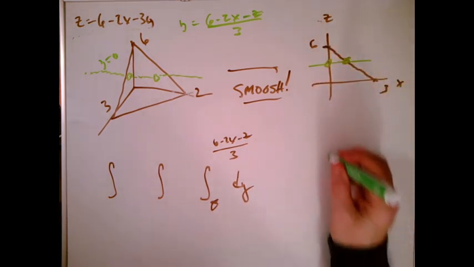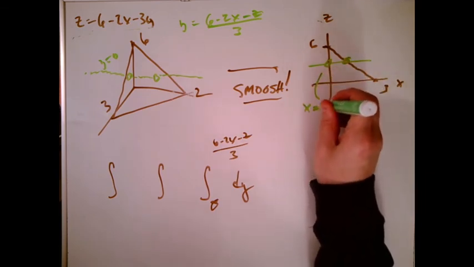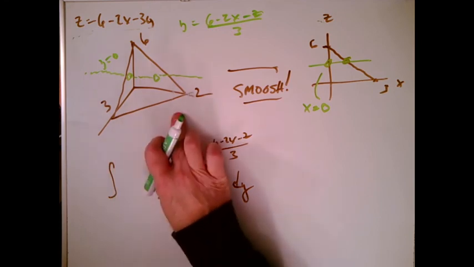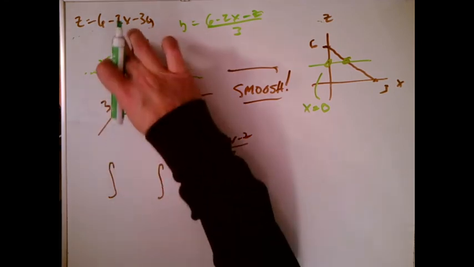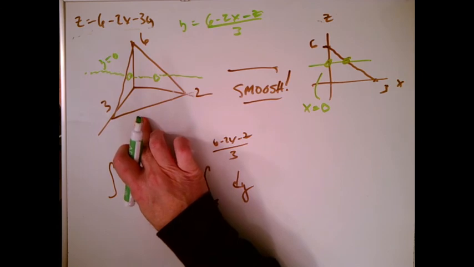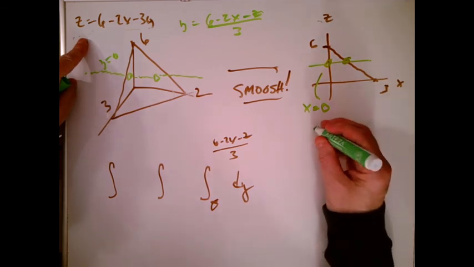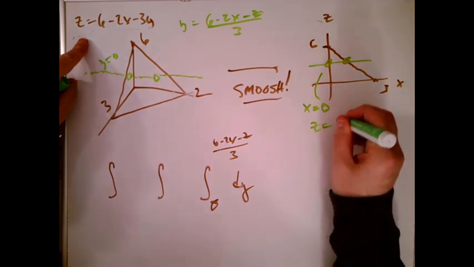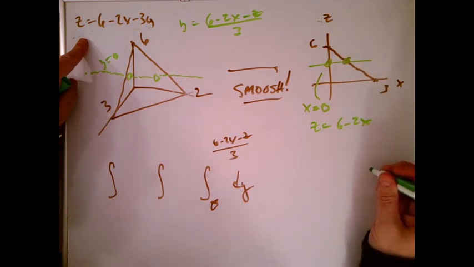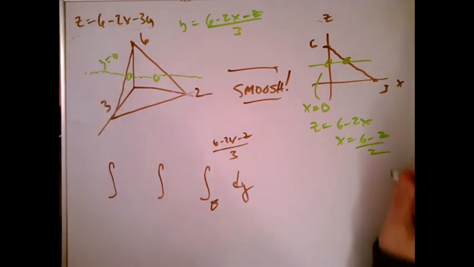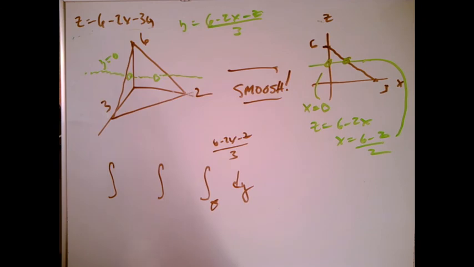I need to know what x is as it enters. Well, that's just 0. I need to know what x is as it leaves. Well, in order to do that, I need the equation of that line. I want this line up here, which is what happens when we take the equation for the plane and plug in y equals 0. I'm going to get z equals 6 minus 2x. I want to know what x is. So I'm going to get x equals (6 minus z) over 2. That's the coordinate right there. That's going to give me my upper and lower limits of integration.